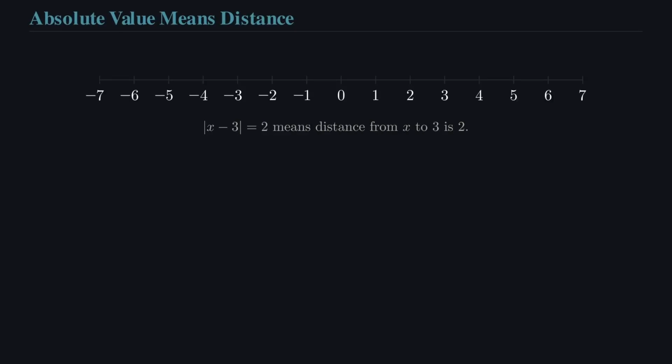Let us begin with the main idea. Absolute value means distance. The expression absolute value of x minus 3 represents the distance from x to 3 on the number line. So, if absolute value of x minus 3 equals 2, that means x is 2 units away from 3. That can happen in two places, 2 units to the left of 3 and 2 units to the right of 3. These distance ideas will guide every equation and inequality we solve in this lesson.